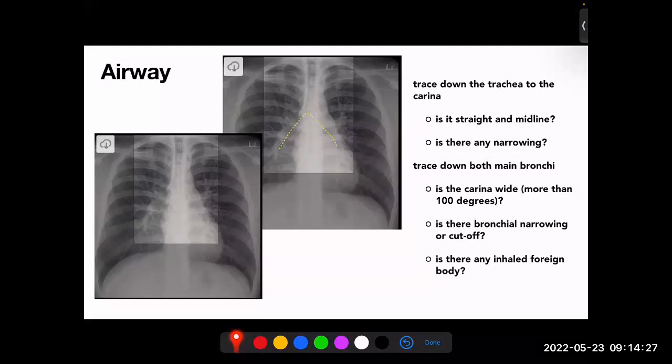Yes, Doc. Good. So when you're looking at the airway, you're looking at that central part of the lung. So you trace down the trachea to the carina. You can see the carina, the bifurcation there. Is it straight? Is it in the midline? Is there narrowing? Then you trace downward to the right and the left main bronchi. Then is there narrowing? Is there cutoff? Is there foreign body? Anything. So that is the first thing you look at when you are looking at the X-ray.